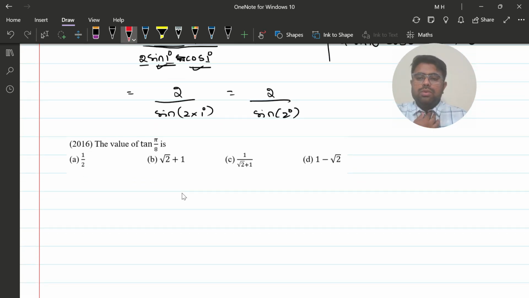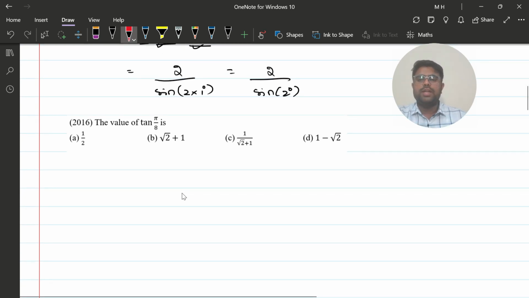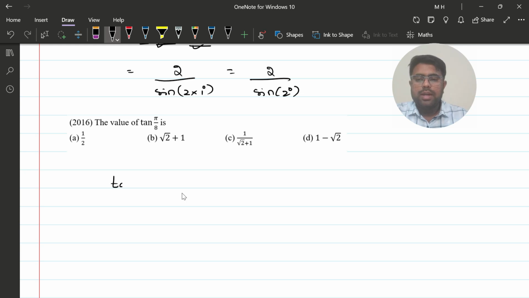Now, if I have to go to the third question, that is the value of tan pi by 8 is. Okay. Well, see, tan pi by 8, a few of you might have memorized the values of tan pi by 8, but it is not actually reliable to memorize because it's actually a human tendency that we forget things. There is a chance that you might get confused or you might go wrong if you memorize the thing. So, it is better that you get the answers from scratch always.